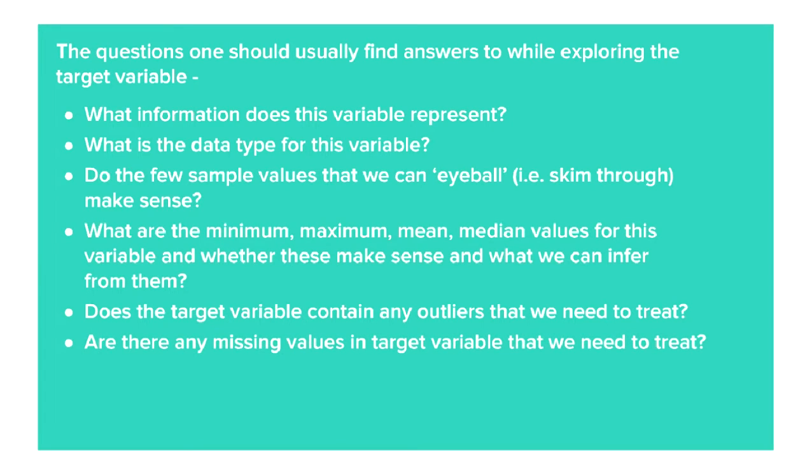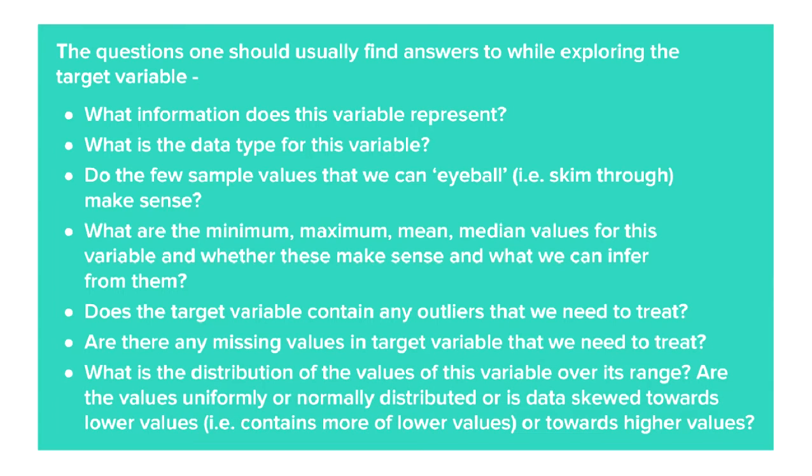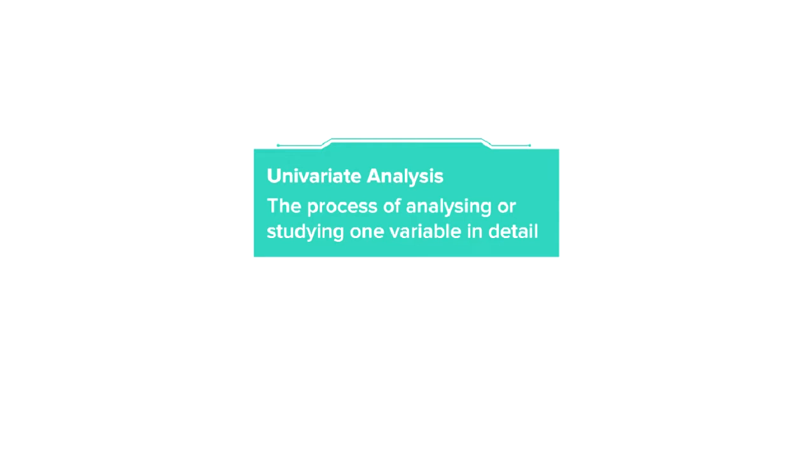Are there any missing values in the target variable that we need to treat? What is the distribution of the values of this variable over its range? Are the values uniformly or normally distributed? Or is data skewed towards lower values or towards higher values? This process of analyzing or studying one variable in detail is called univariate analysis. You may often come across this term in your journey as a data scientist, so know that uni means one and univariate analysis means analysis of one variable. Let's now answer these questions one by one.